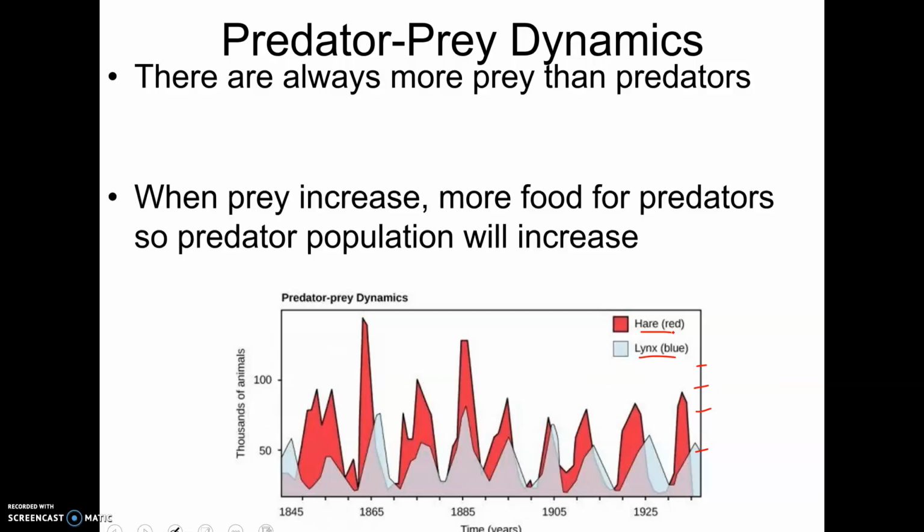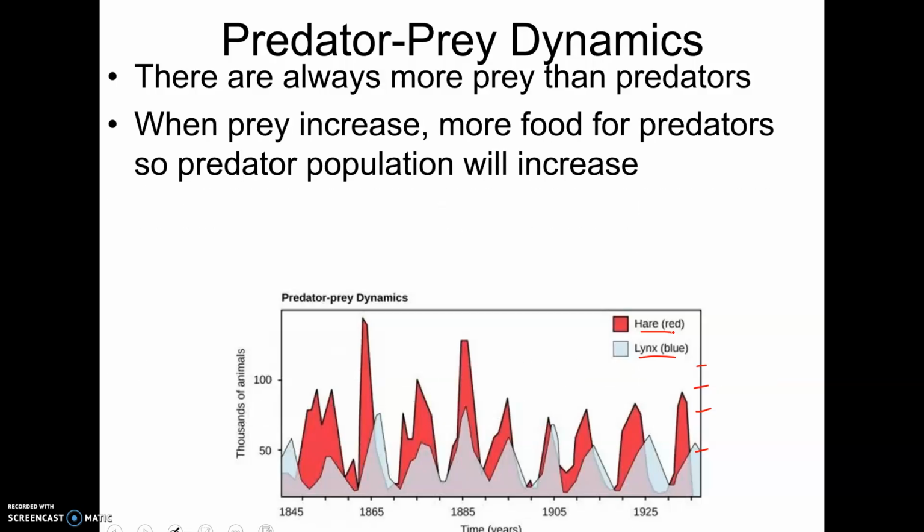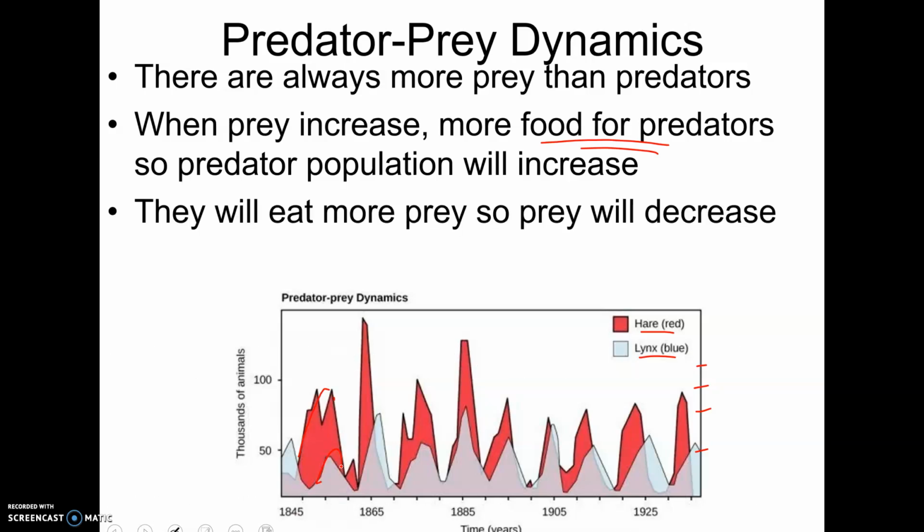The second thing I want you to be aware of is that when the prey go up, that's going to allow there to be more food for the predators. So if the rabbits have a really good season, so the rabbit population goes up, what's going to happen? The lynx population is also going to go up. But if the lynx population goes up because they're having more babies, because there's more food available, they're going to be eating more rabbits. Well, that's going to cause the rabbit population to go back down.